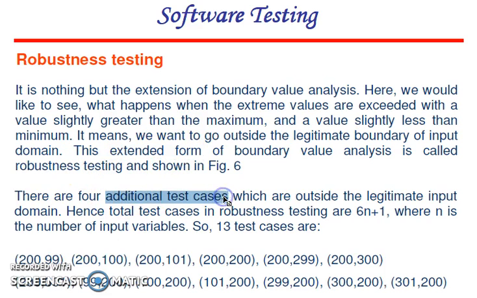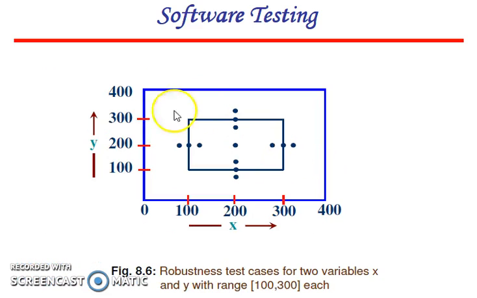There are four additional test cases in robustness testing as compared to boundary value analysis. So it will give 6n plus 1 test cases, where n is the number of input variables. So now we will have 13 test cases as compared to boundary value analysis, where we have 9 test cases. For boundary value analysis, we have only the test cases at the boundary. Now one more test case at every side has been extended, so we will have four more test cases.